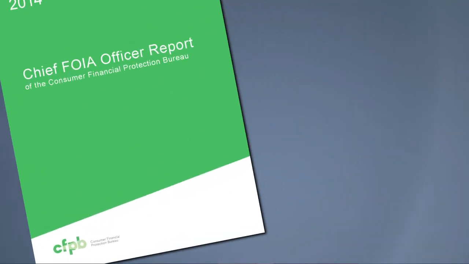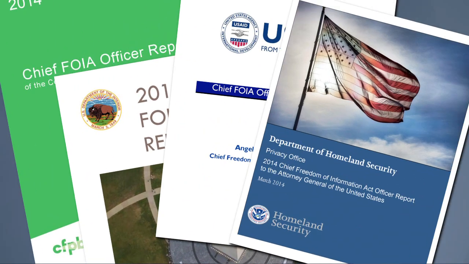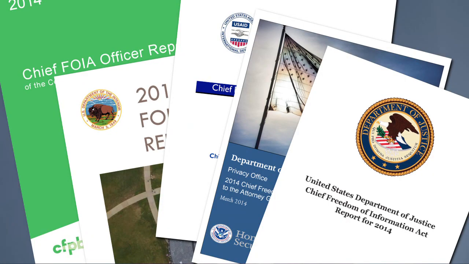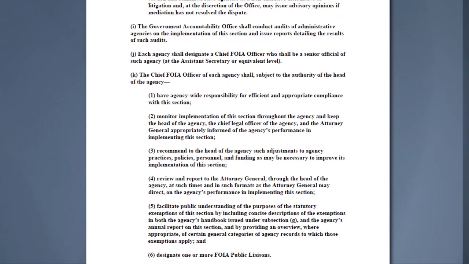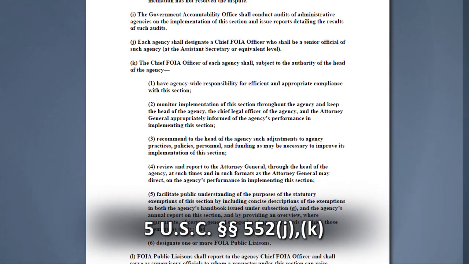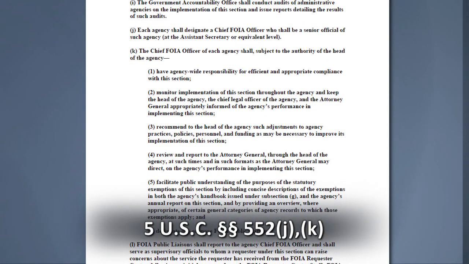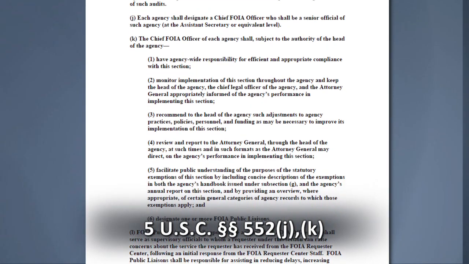Now lastly, each year agencies issue a Chief FOIA Officer report, which is a narrative description of the steps the agency took throughout the year to improve their FOIA administration and to increase information disclosure. Executive-level support for the FOIA is built into the law by the requirement that each agency designate a senior official at the Assistant Secretary level to serve as the agency's Chief FOIA Officer. Chief FOIA Officers are directly responsible for ensuring that their agency efficiently and appropriately complies with the FOIA.